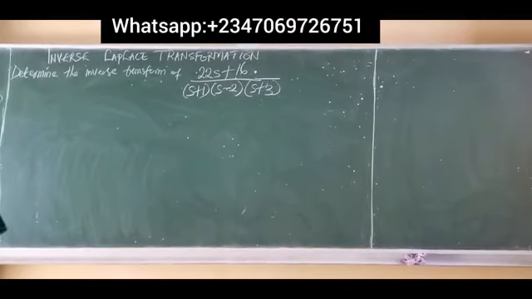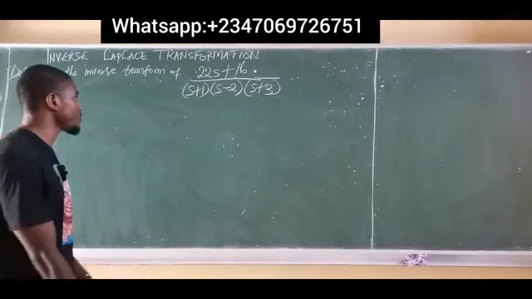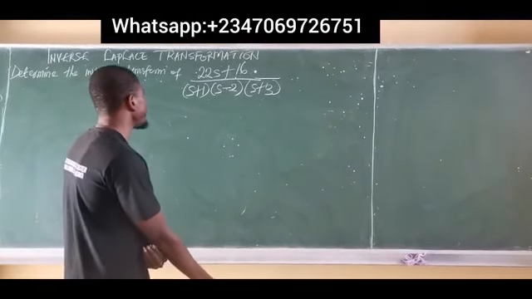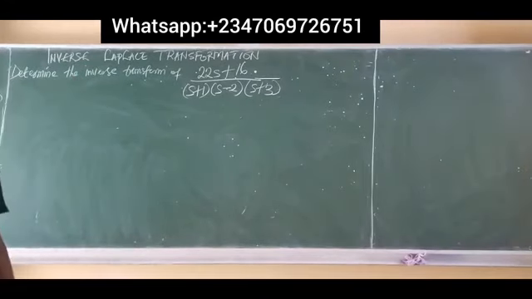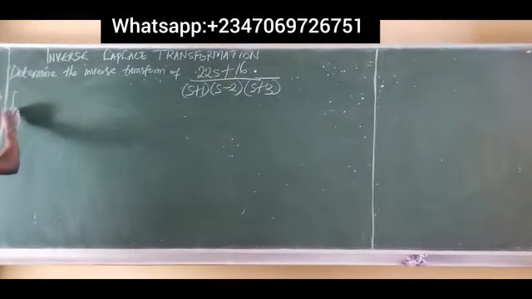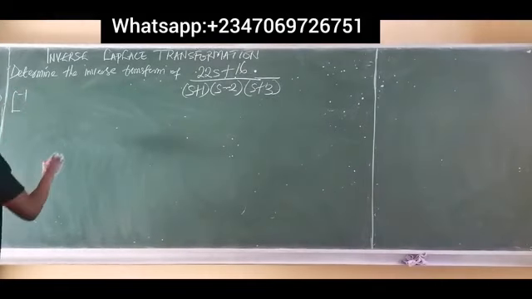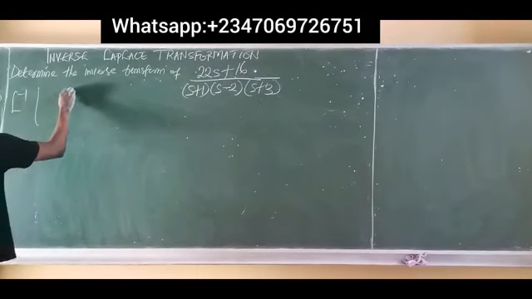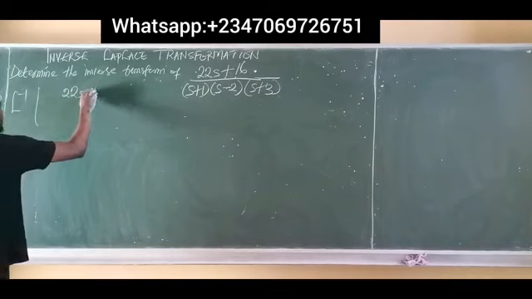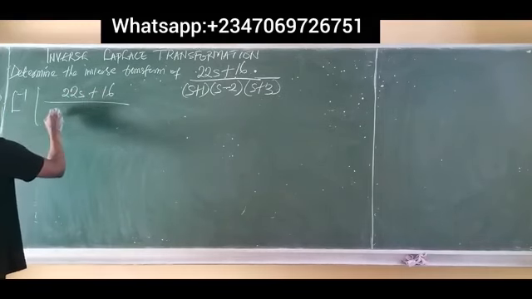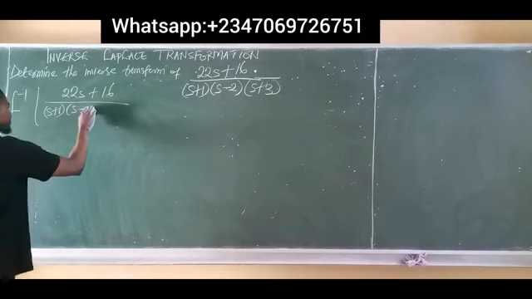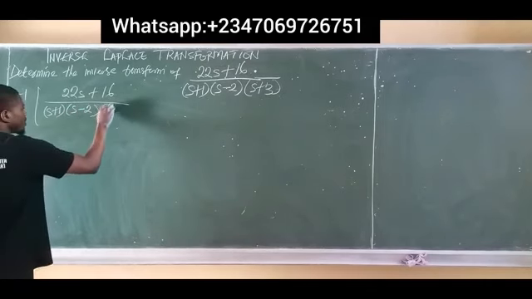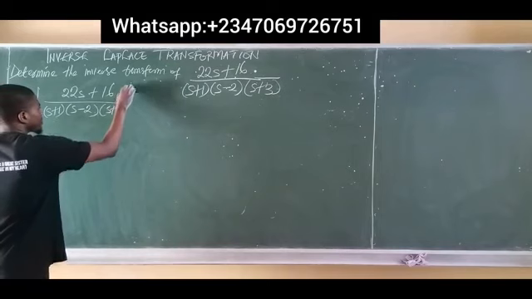Alright, so let's consider this other question on the board. It says determine the inverse transform of (22s + 16) over (s + 1)(s − 2)(s + 3). Alright, so we have to find the Laplace inverse of that function. So we have 22s + 16 all over (s + 1)(s − 2)(s + 3).